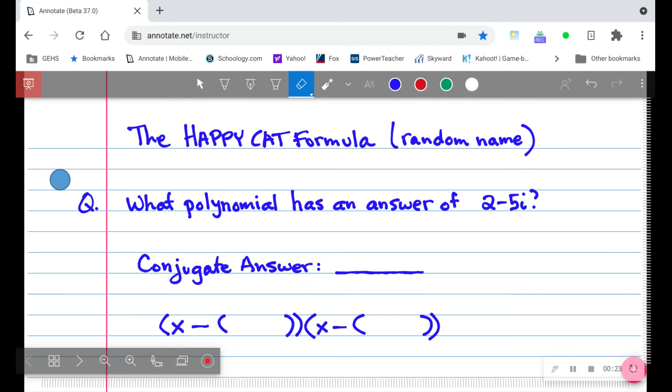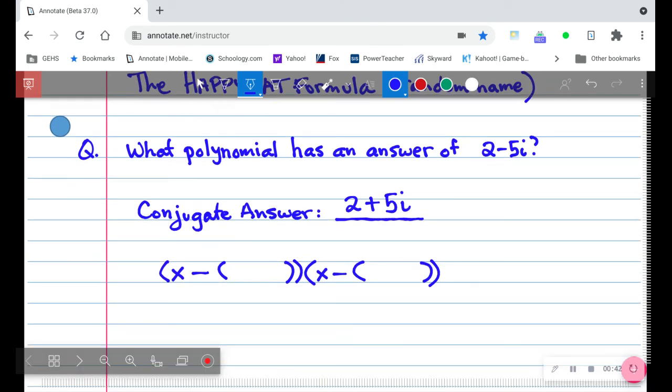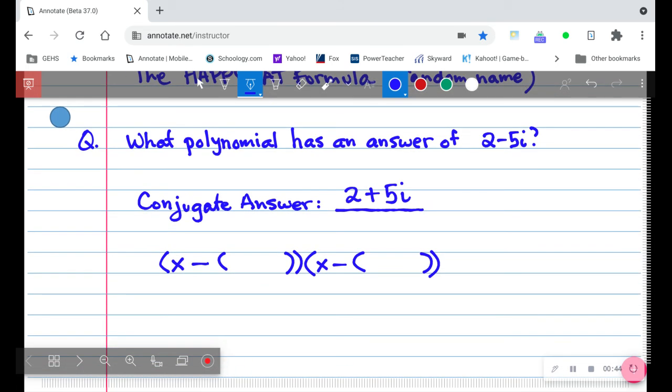So we're looking at a question here. What polynomial has the answer 2 minus 5i? Okay. So right here, this is our given answer, and we know automatically when we see that 2 plus 5i, the conjugate version, is also an answer. Now, in general, what you do with these answers is put it in a factor that starts with x minus. So you can see there's 2 of those there set up and ready to go.